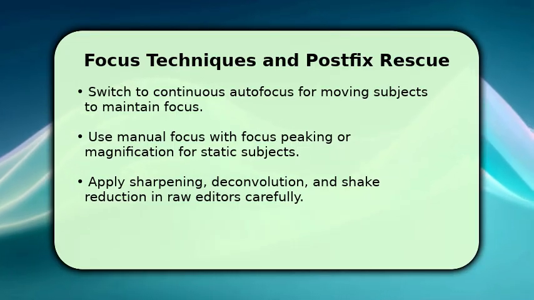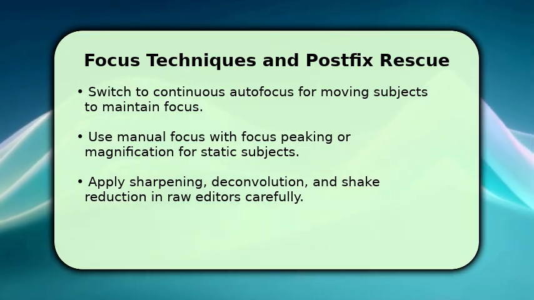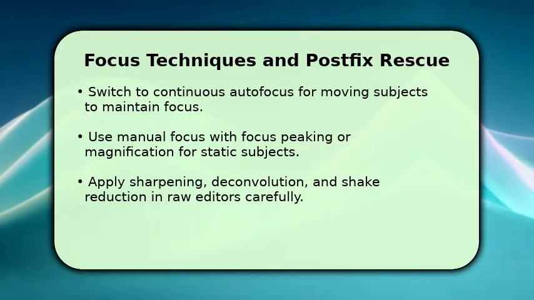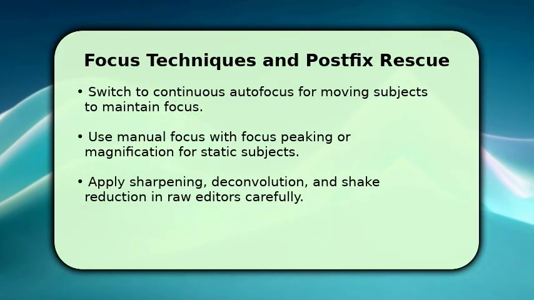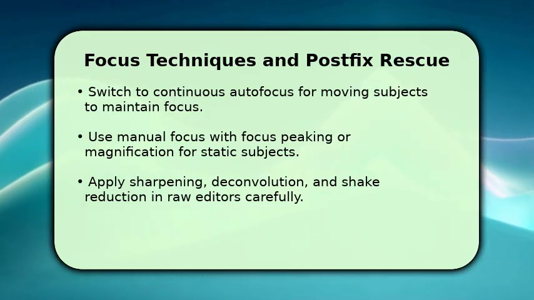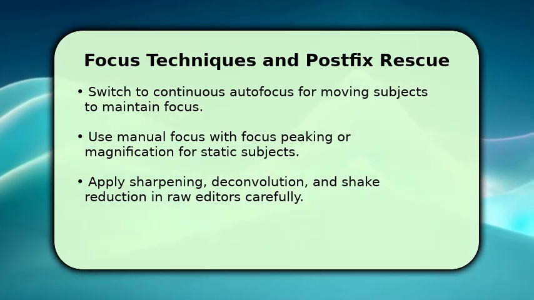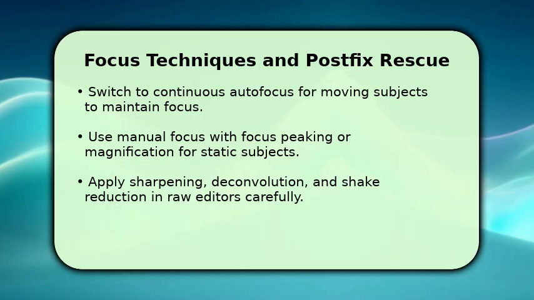If an image is already blurry, process the raw file with deconvolution sharpening and shake reduction tools. Apply corrections incrementally and avoid over-sharpening, which causes halos and noise amplification. Save a copy and compare adjustments to ensure detail.